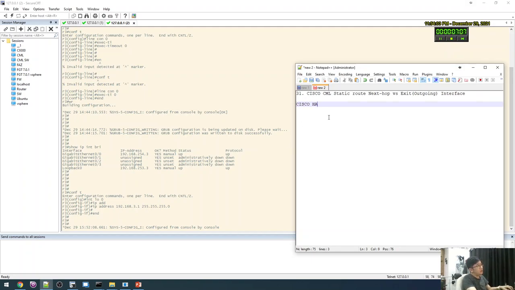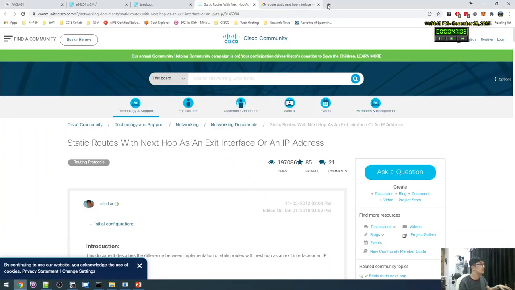Cisco has CEF. Cisco uses CEF technology that combines the FIB and the adjacency, agency or adjacency.